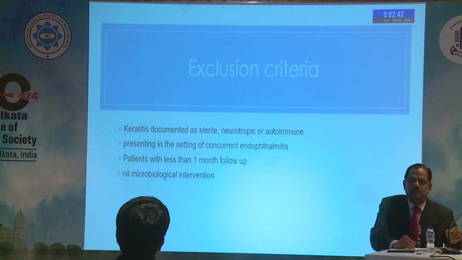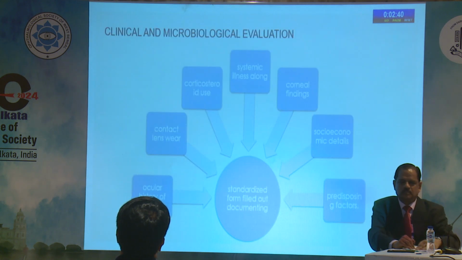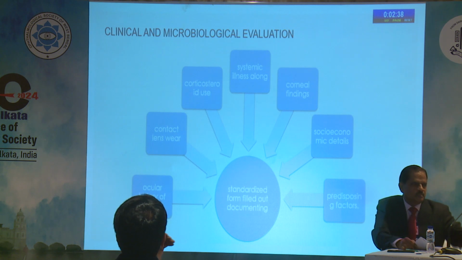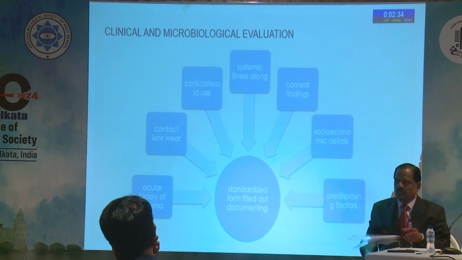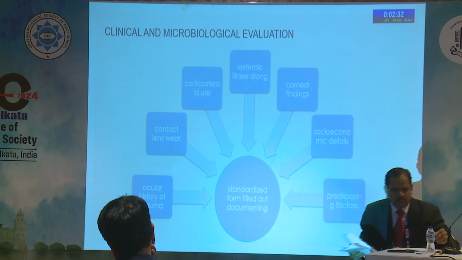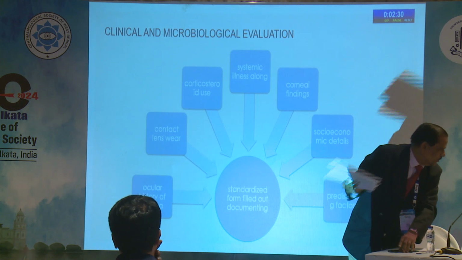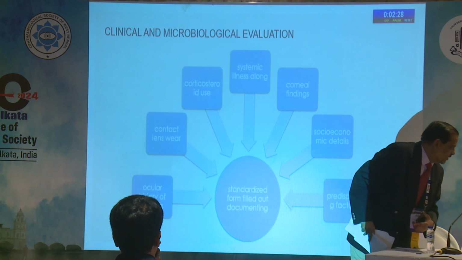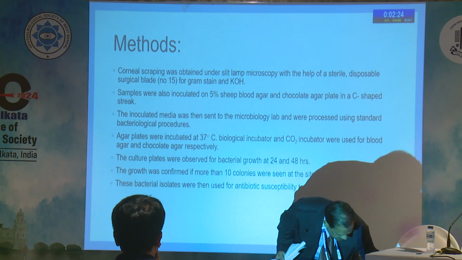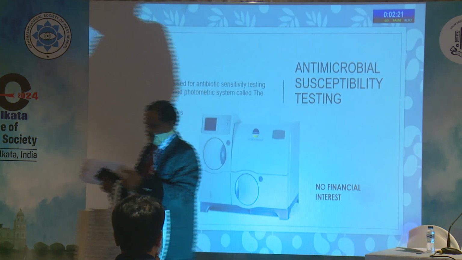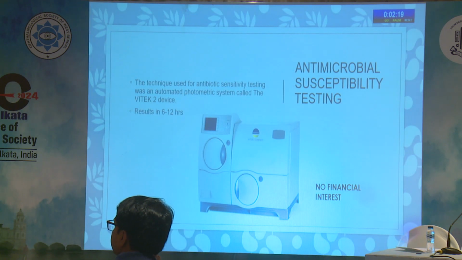After a patient came to us, we filled a standard form documenting the ocular history of trauma, contact lens wear, corticosteroid use, systemic illness, corneal findings including the corneal diagram, with socioeconomic details and predisposing factors. We did a corneal scraping and culture for all the patients, and the sensitivity was checked with the help of the Vitek2 machine, which is an automated photometric system, and it gives results in just 6 to 12 hours.